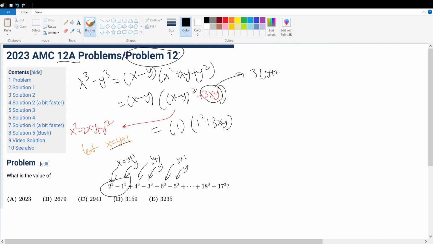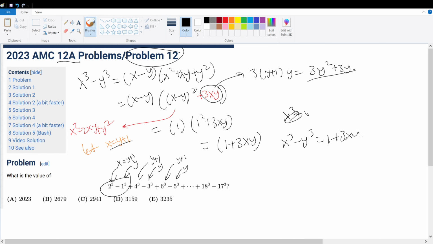Like 3 times y plus 1 times y is 3y squared plus 3y. That looks kind of ugly, so let's not do that. When you're solving this, just play around with the numbers a bit, and something should pop up. Always look for the most elegant format to write this in. So we have x cubed minus y cubed equals 1 plus 3xy as our final simplification.